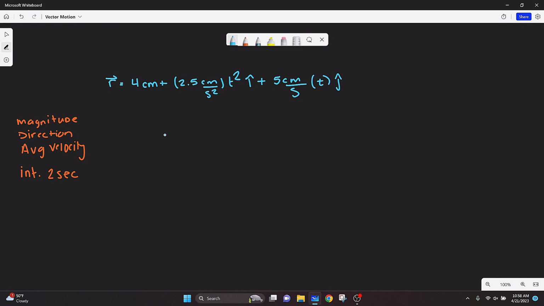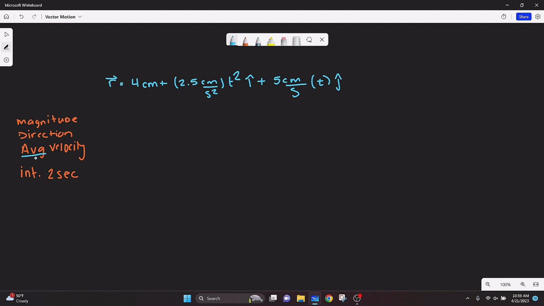We're given a position vector r, and it's equal to this function for the x and y components. So 4 centimeters plus 2.5 centimeters per second squared times t squared for the x, and then 5 times t for the y component. The objective here is to find the magnitude and direction of average velocity over an interval of 2 seconds.